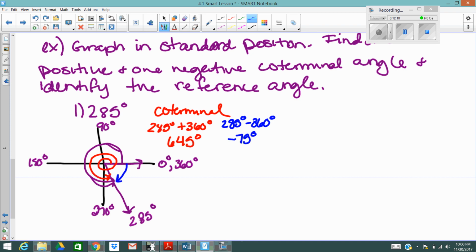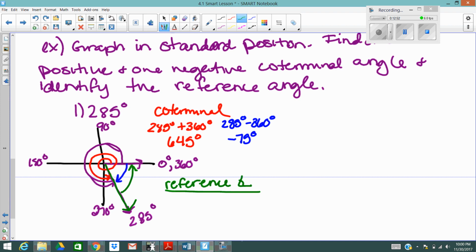Our reference angle is the angle that's made with the terminal side of my angle and the positive x-axis, or in this case, positive x-axis, because if I were to use my terminal side and the negative x-axis, that's going to be an obtuse angle.